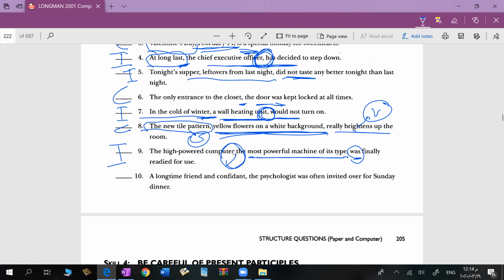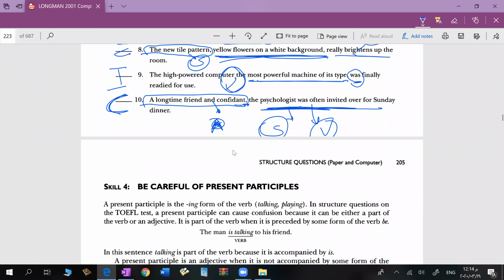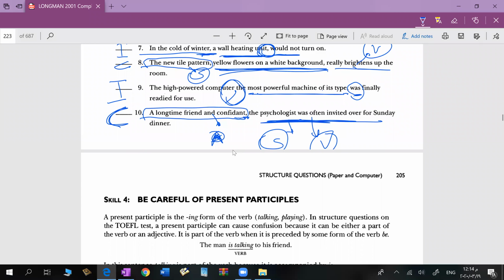"A longtime friend and confidant, the psychologist was often invited." This is a noun phrase. So this is the subject, I assume. What do you think? I'm sorry, this is an appositive. And this is the subject, and this is the verb. So this sentence is correct. No problem. Any problems so far?